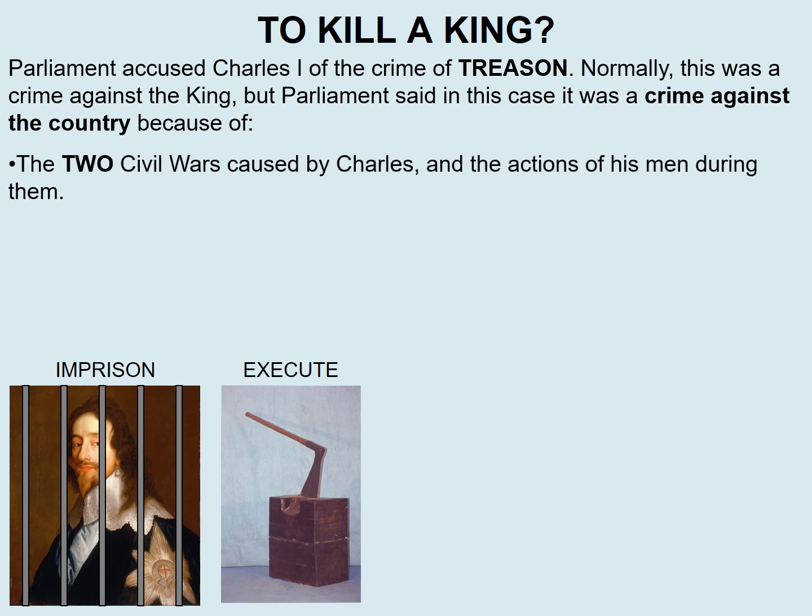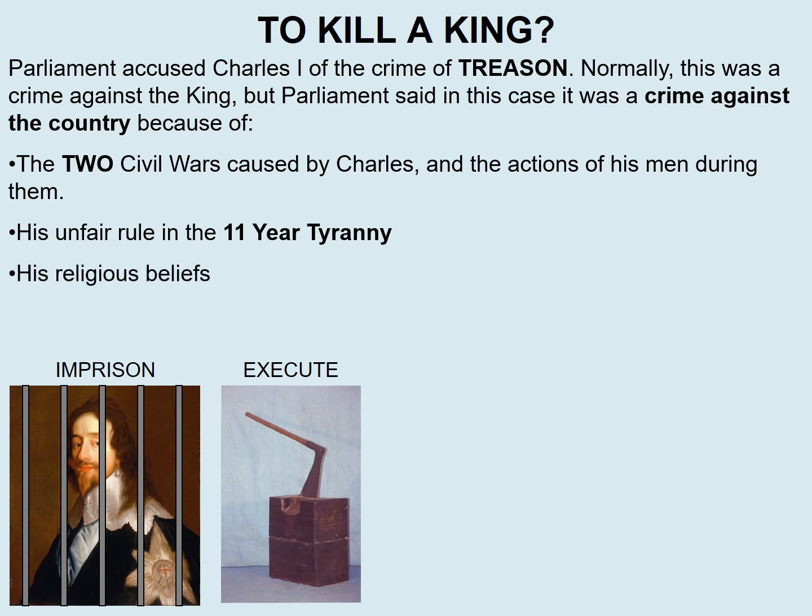Firstly, the 2 civil wars caused by Charles, and the actions of his men during them. That's not to say that Parliament's men were at all innocent during these wars, but I'm afraid for Charles, they were on the winning side. Also, Parliament pointed to his unfair rule during what they called the 11-year tyranny, during which Charles had dismissed Parliament entirely. Also, they pointed to his religious beliefs.